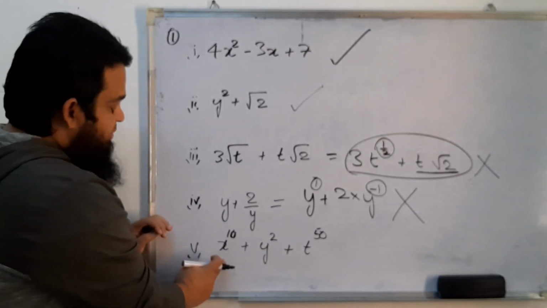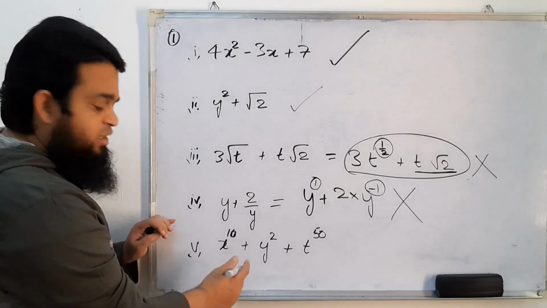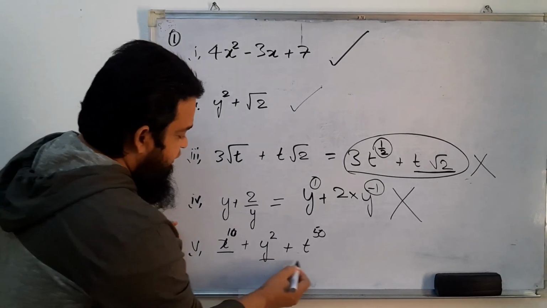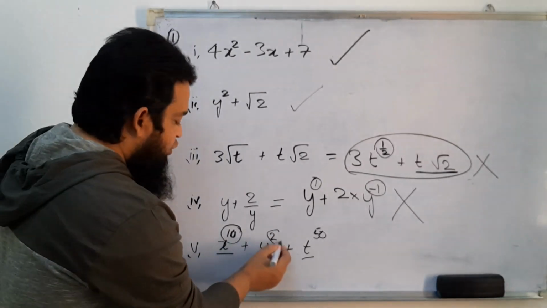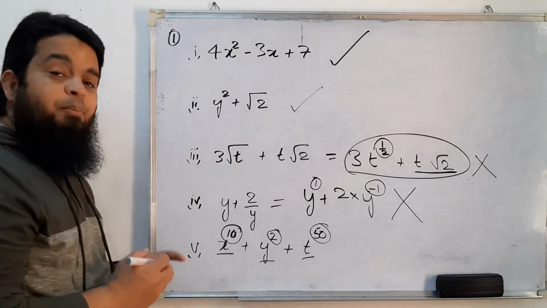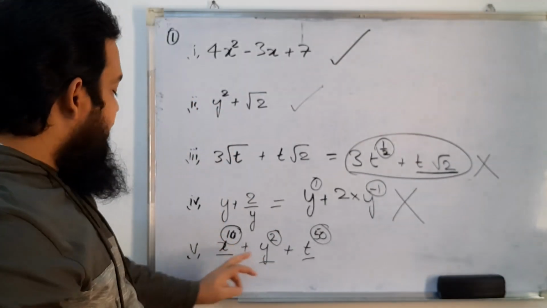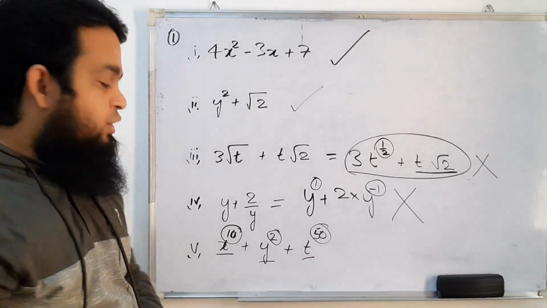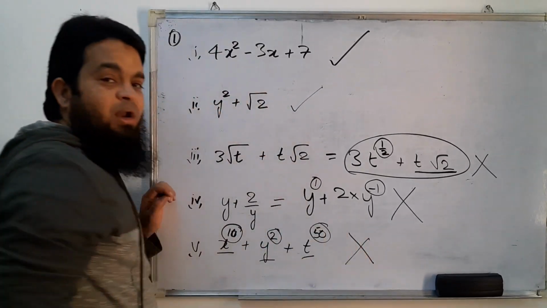And now coming to this, let us check the exponents of variables. We have 3 variables over here. Here it is 10, a whole number, 2 is a whole number, 50 is a whole number. So it is a polynomial, but it is not a polynomial in one variable. Here we have 3 variables. So it is a polynomial but not in one variable.